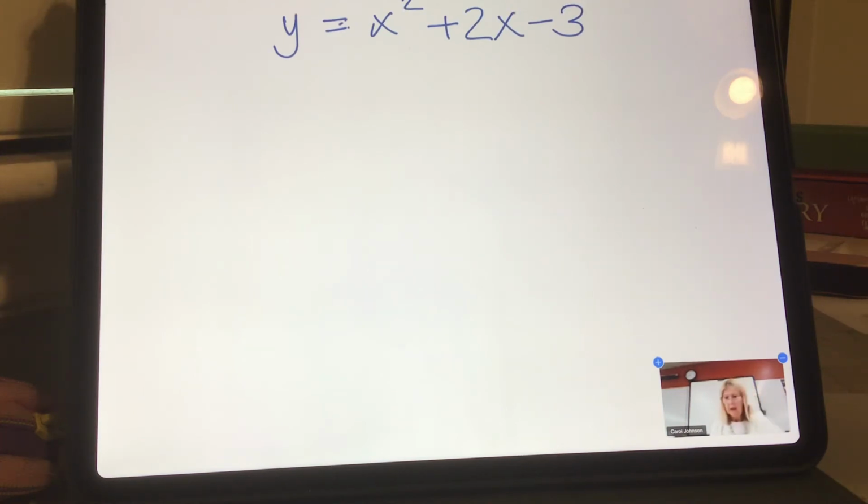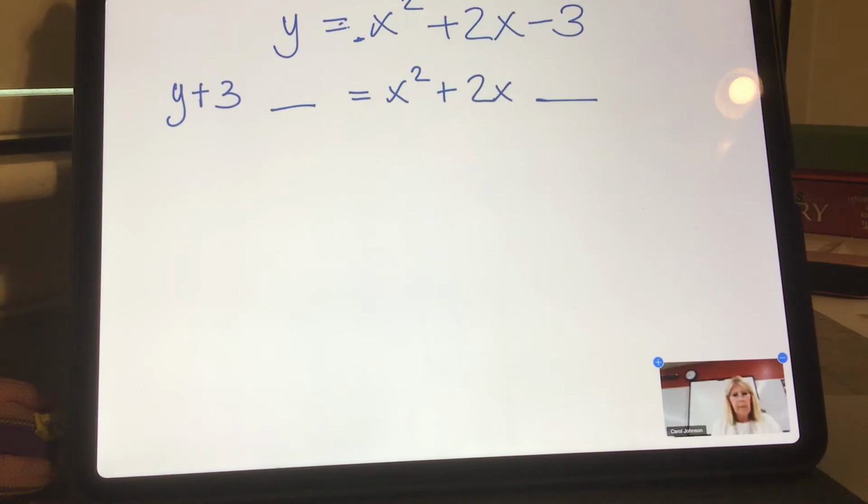Totally different process. So just like before, you make sure that this number here is 1. It is. Just like before, you move your constant to the other side. So I'm going to go y plus 3 equals x squared plus 2x. Process is exactly the same. Are we all together right now so far? You now complete the square. You take half of your 2, which is 1, square it, and you get 1. So you're adding 1 to both sides just like before.